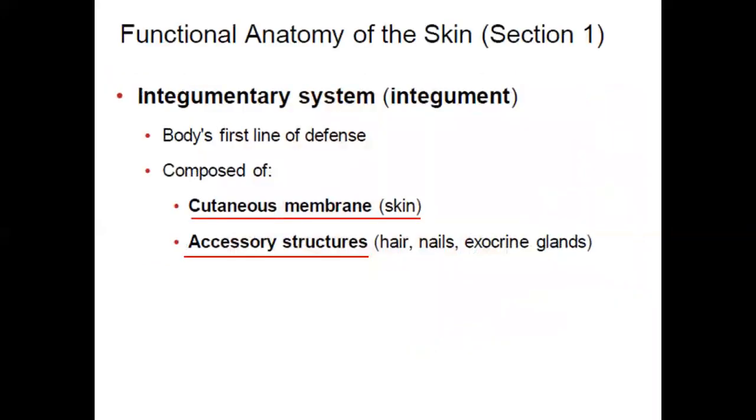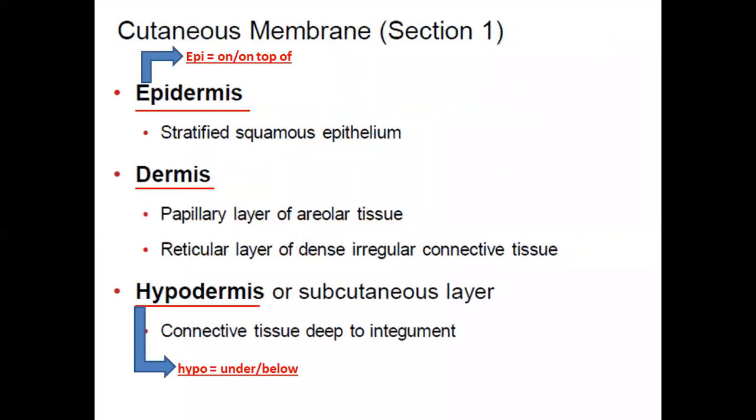So the integumentary system is composed of two major components: the cutaneous membrane, which is your skin, and then accessory structures like the hair, nails, and exocrine glands. And we'll get into details about each of those. The integumentary system is your body's first line of defense against anything that could cause infection, anything in the external environment, in the room around you or the air. It's kind of a barrier that provides a non-specific defense for your body.